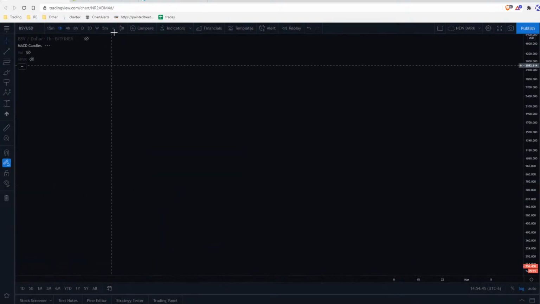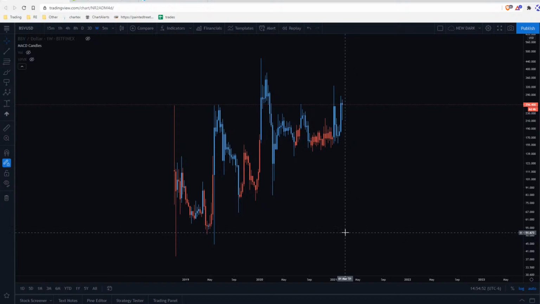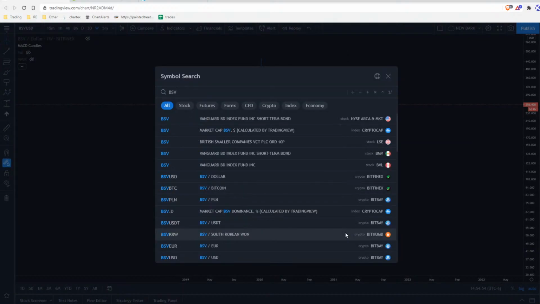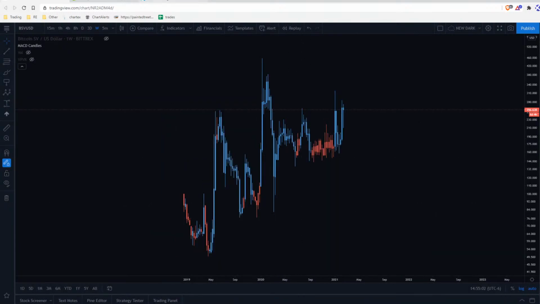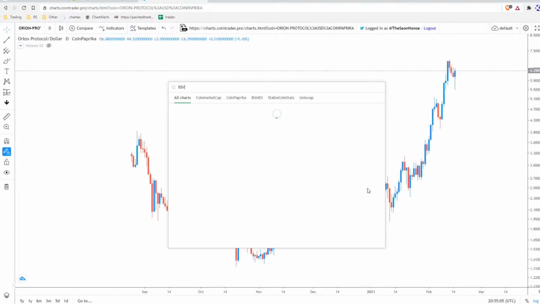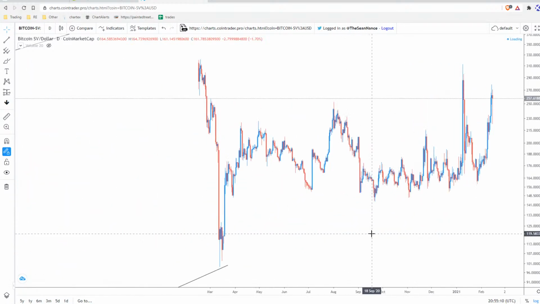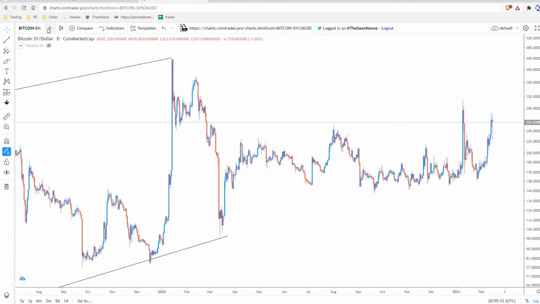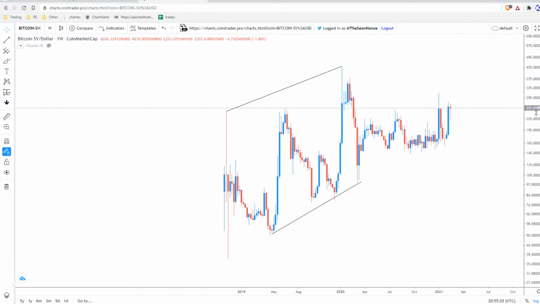Not sure the best chart to look at BSV on. Let's see if I think there's something with longer history, but it might be imagining things. Yeah, let's just look at BSV on here. See, I think right now this is probably a better trade than BCH.